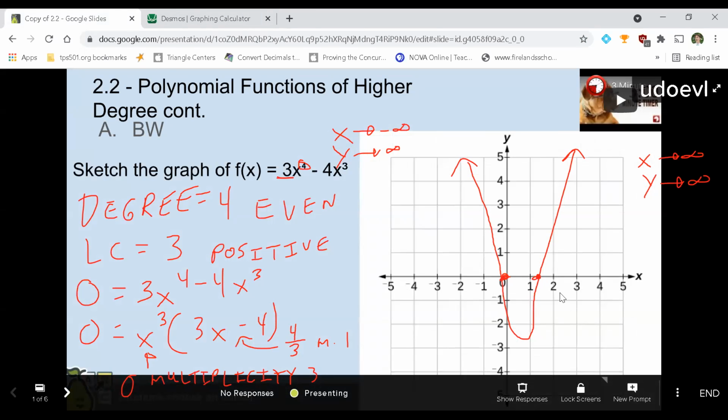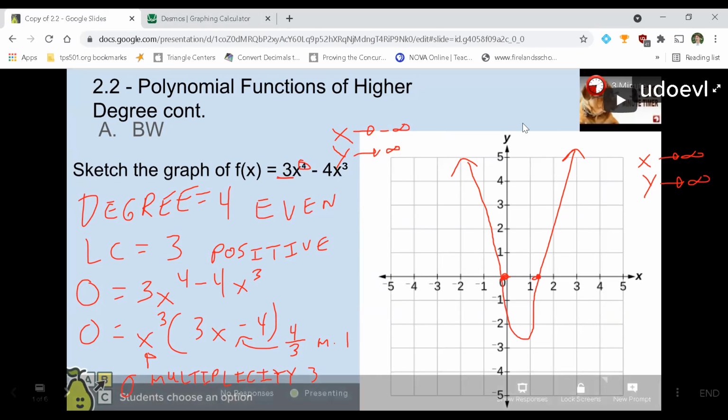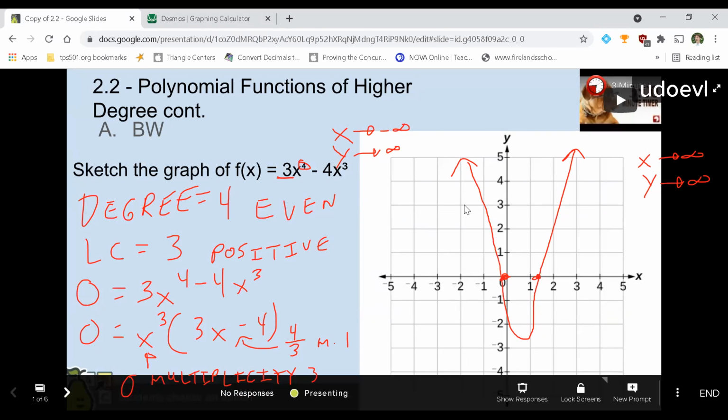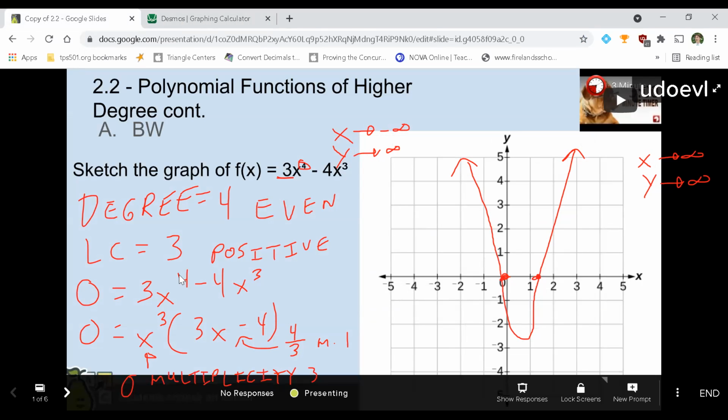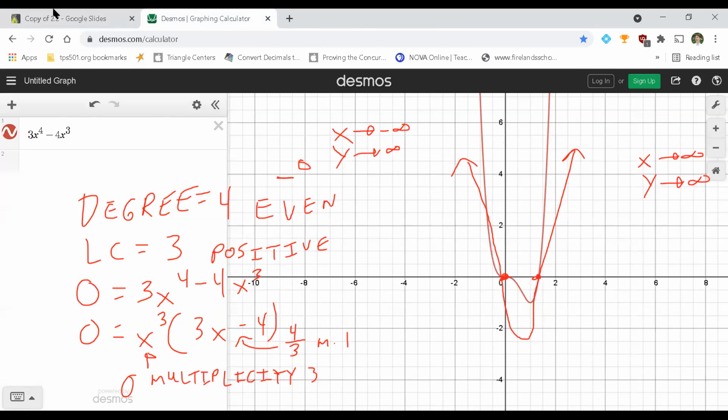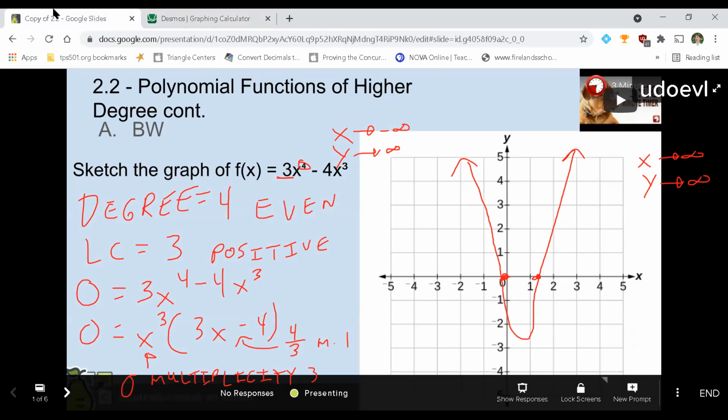All right. Questions about this? Kendall, did you have a question? Okay. It's like they're twins, those two graphs. They're so close to each other.